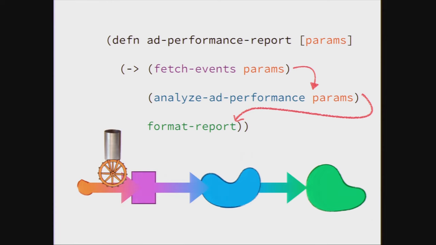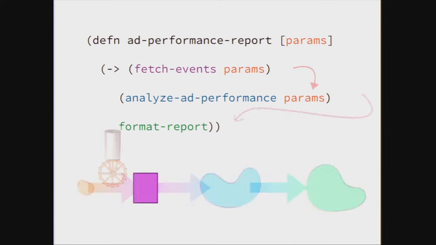Fetched events has a side effect. I like to picture that as a water wheel of data flow as the data changes shapes and gets added. All right, so I can see that the blue jelly bean comes from analyze ad performance, so I'm gonna have to dig into that. Now, realistically, this isn't the code that I found. This is what I refactor the code to eventually. This is how I want it to look. Really, I had to dig through about 16 different functions and it was really annoying.